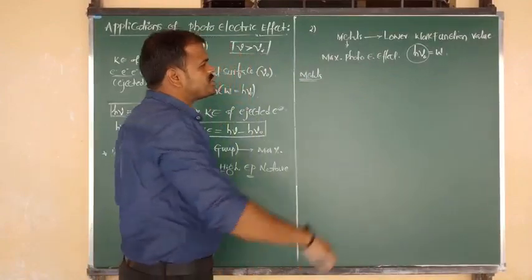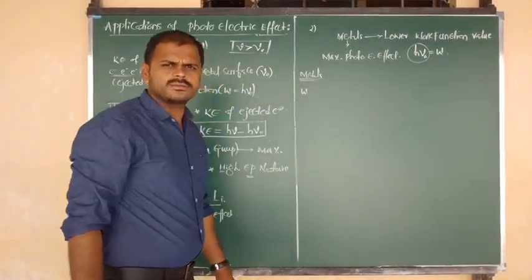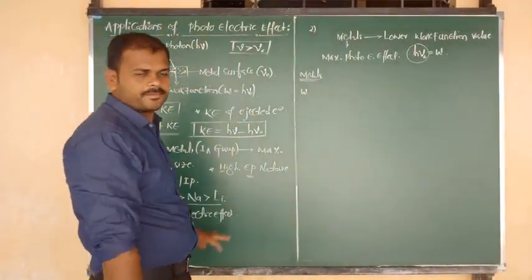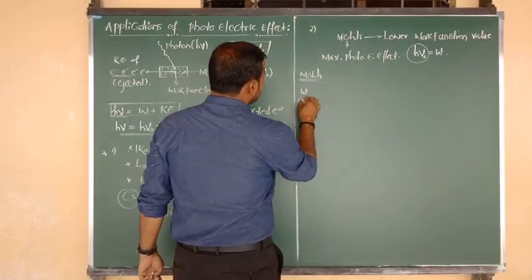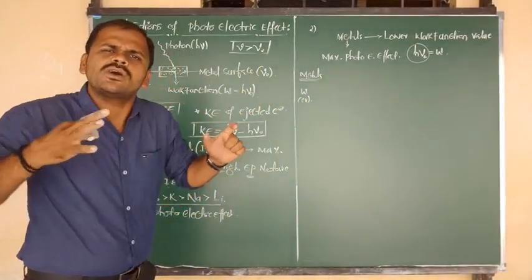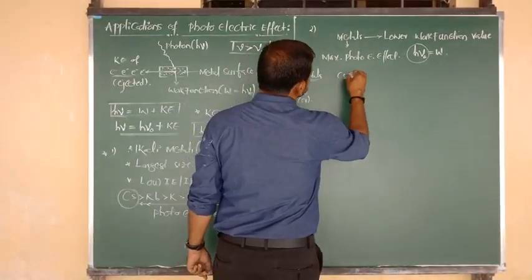On another side I am going to write the work function. What is the symbol? W. What is meant by work function? Threshold energy, or we can say the energy required to remove the electron. Work function values we are going to measure in the unit electron volt, eV. So the first metal I am going to write is cesium.